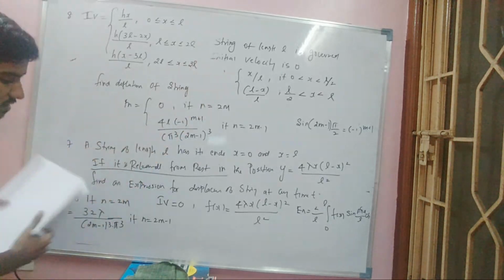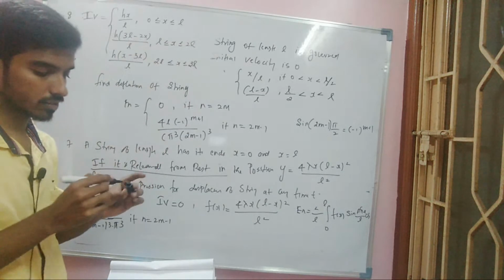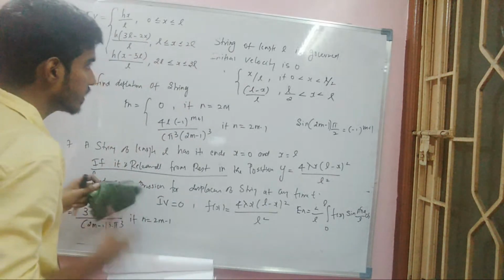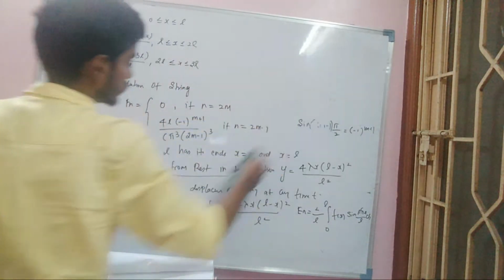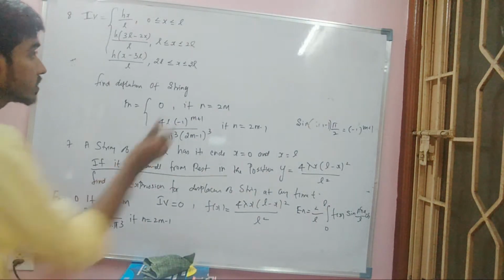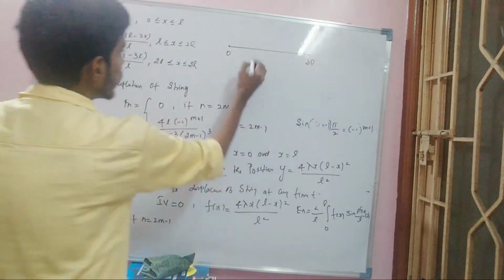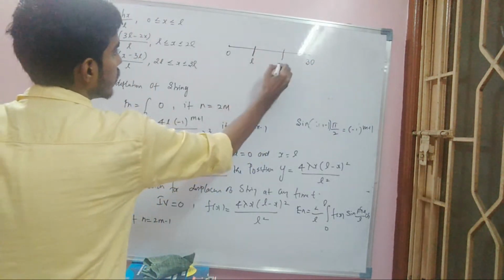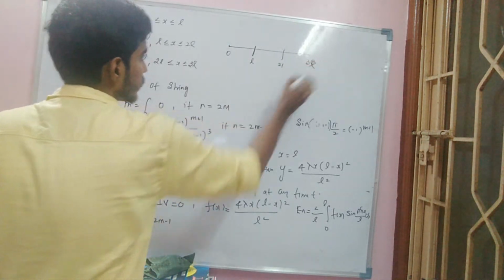So you have to replace the formula here. Here the string is of length 0 to 3L, right? So in place of A, you have to replace by 3L, because the string length is 3L. All the problems we did were for 0 to L. So here we are going to have 0 to 3L. The string is from 0 to 3L, and from 0 to L we have one function, from L to 2L we have another function, and from 2L to 3L we have another function, right?